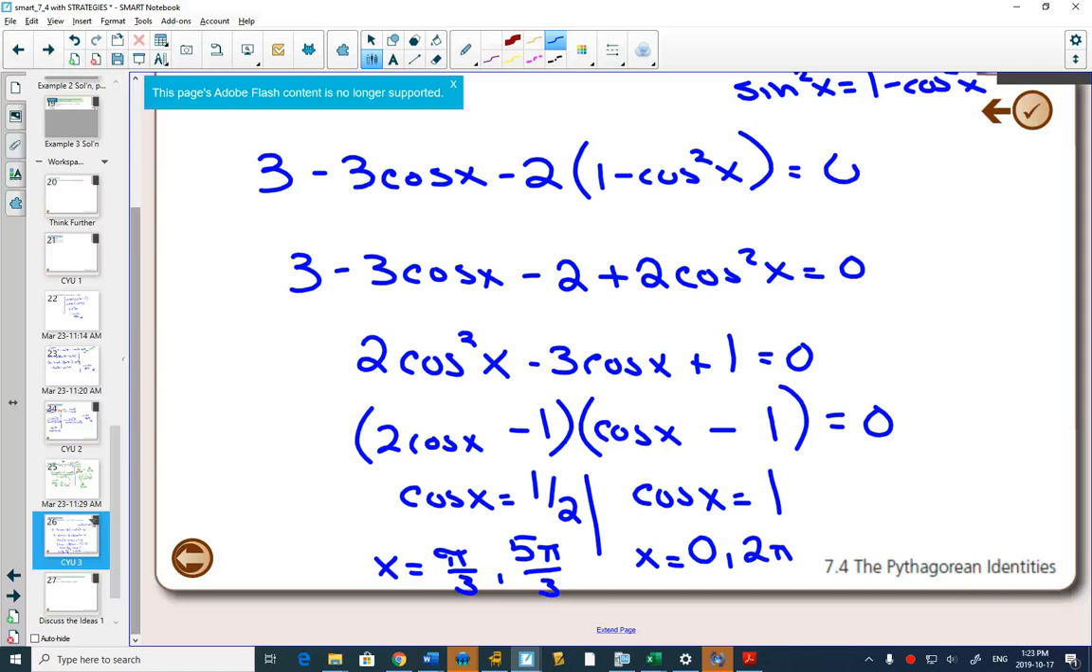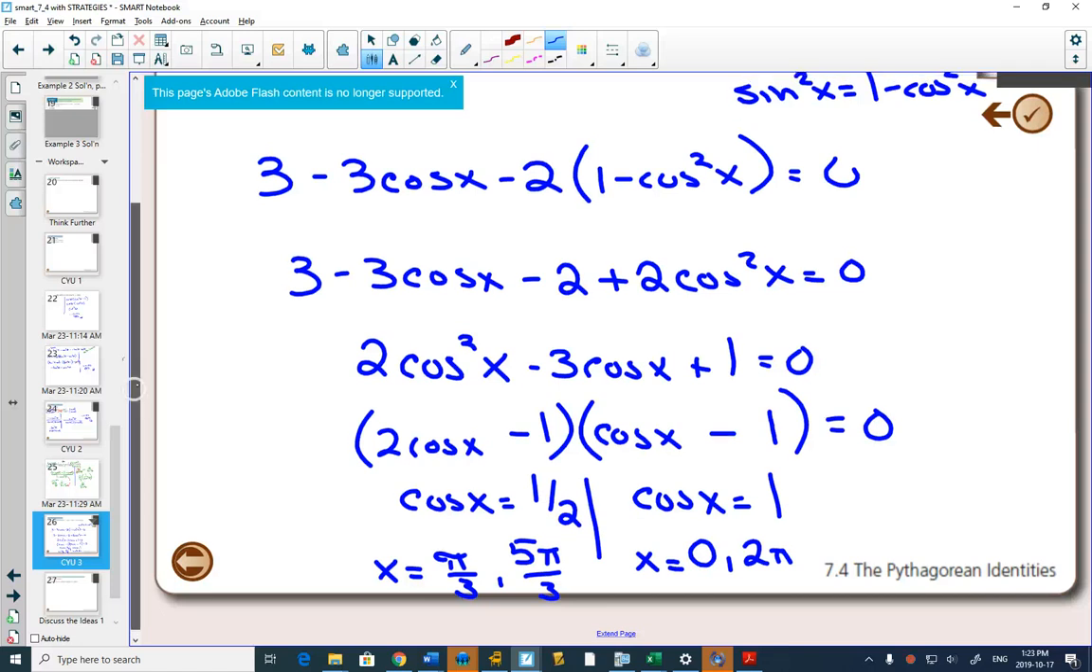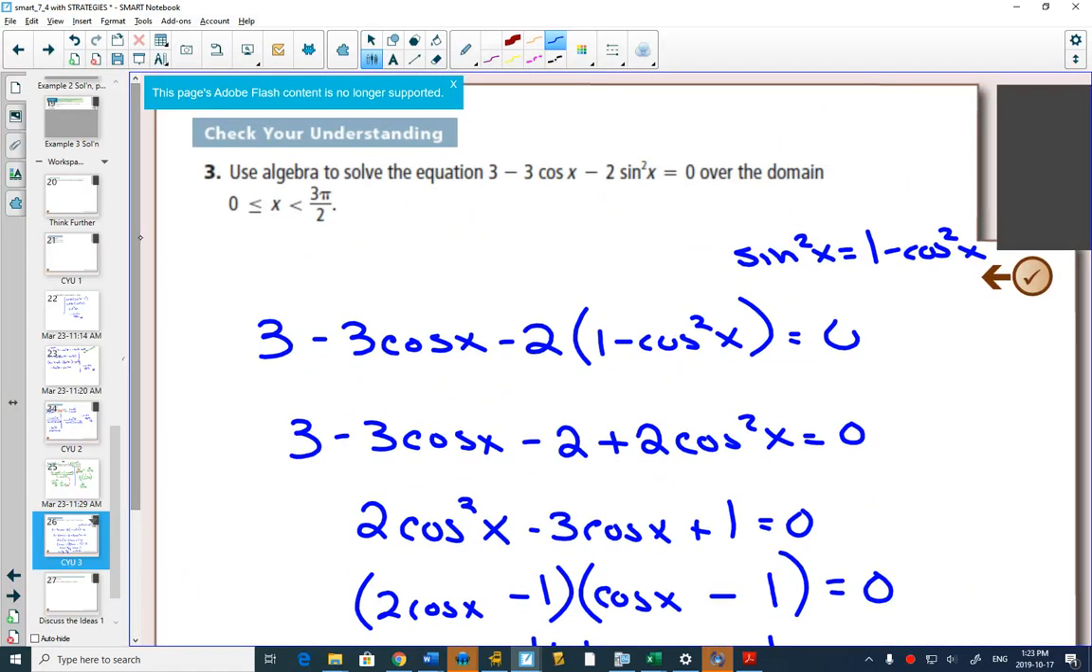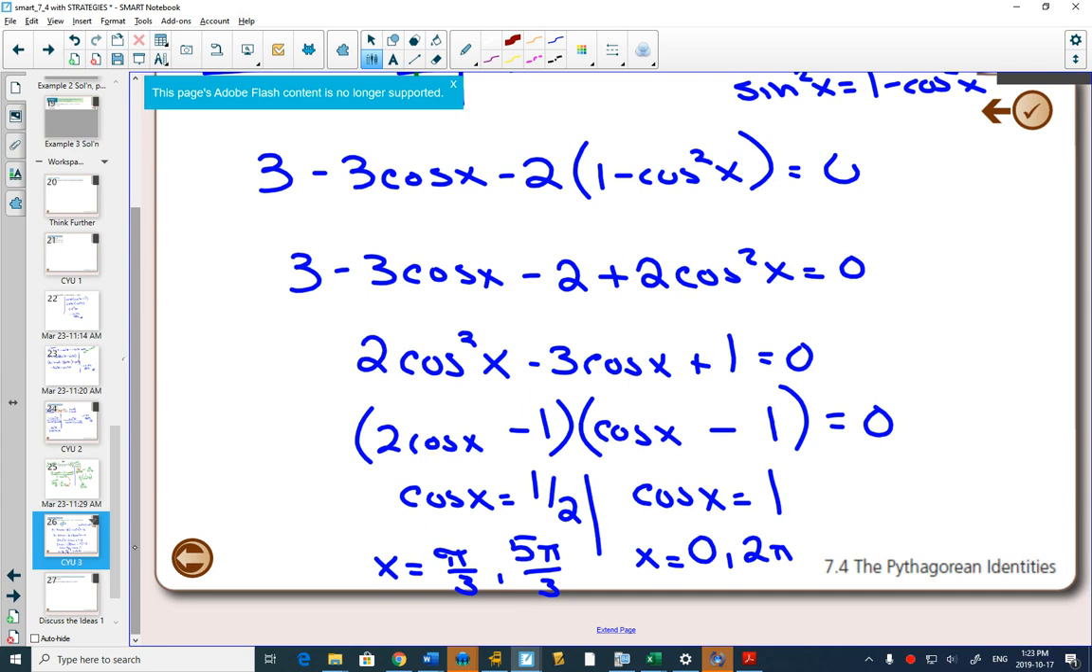Once again, we'll go back, reread the question, make sure our domain said between 0 and 2 pi. Oh. It says between 0 and 3 pi over 2. Does that make sense that they're only looking from 0 to 3 pi over 2 is only looking in quadrants 1, 2, and 3? Did we have any answers outside of that? Yes. This one was in quadrant 4. Got to take that one out. 2 pi is too far. Have to take that one out. So it's just 0 and pi over 3.